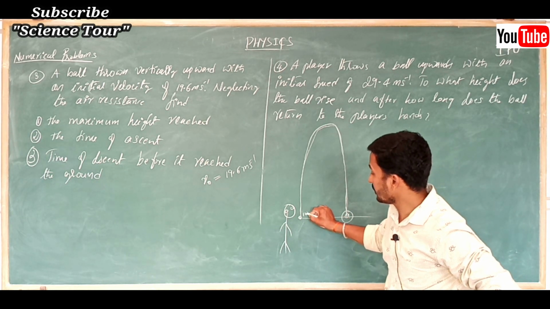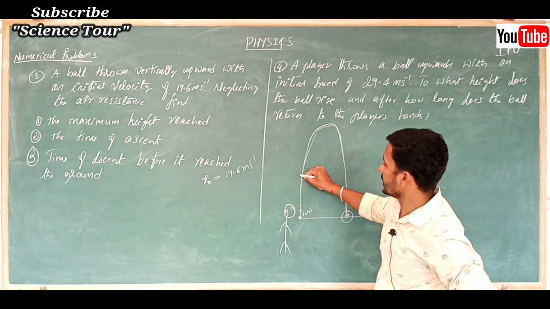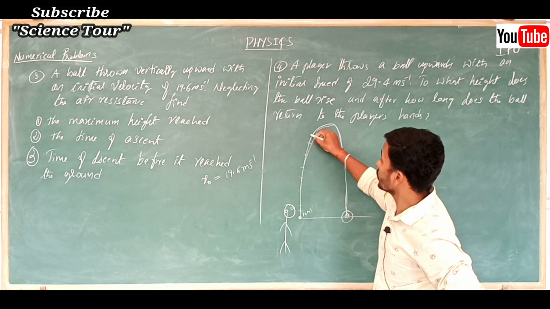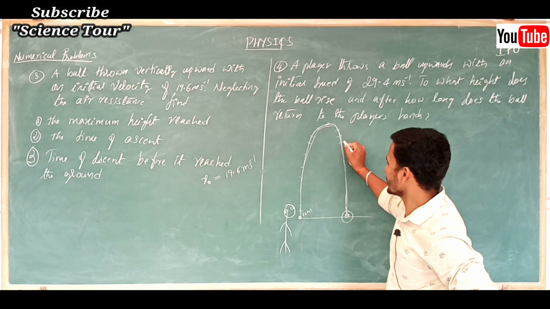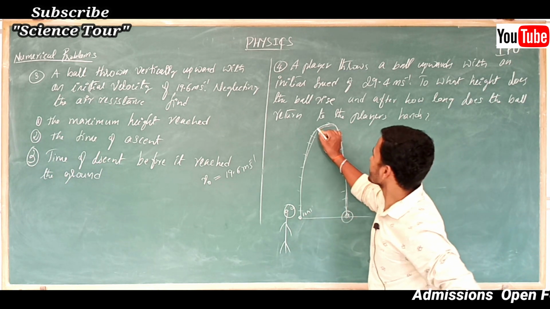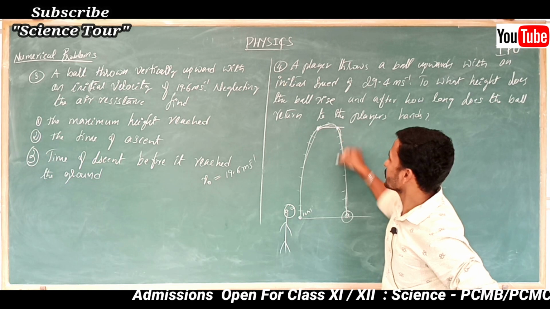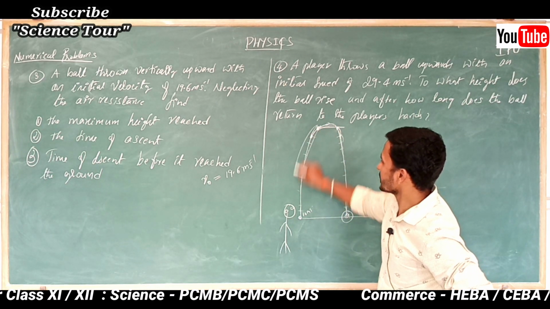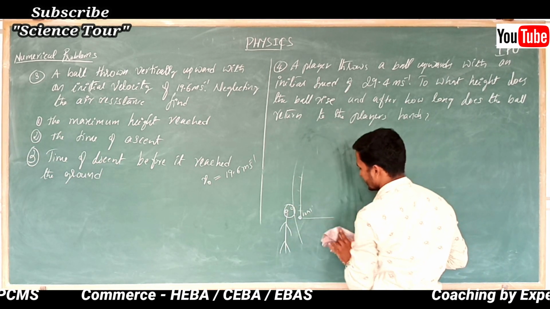Say for example, if 10 meter per second velocity is given, then 10, 9, 8, 7, 6, 5, 4, 3, 2, 1, 0. Again what happened? 1, 2, 3, 4, 5, 6, 7, 8, 9, 10 meter per second. Means at the same height, whatever the velocity was going upward becomes the same as that of the coming down. This is time of ascent, this is time of descent. Okay, ascent and descent, that is the meaning.